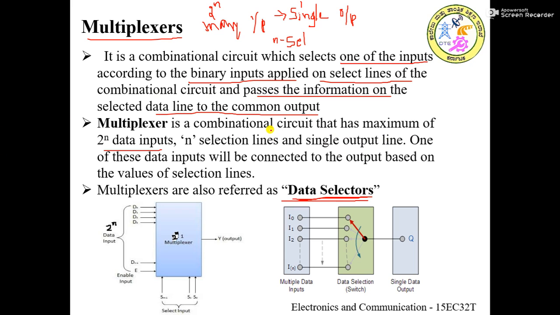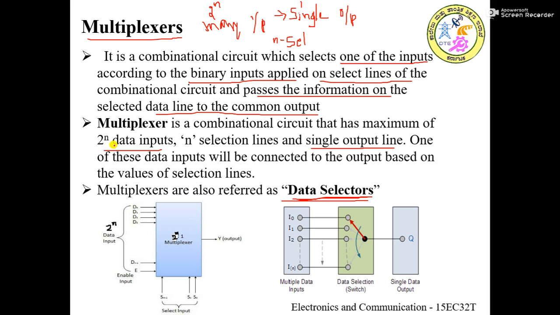In the second point we will mention how many inputs there are, how many outputs there will be, and how many select lines there will be. So that number will be given here. You can see it is a combinational logic circuit which has maximum 2 to the power of n data inputs, n select lines and a single output line. This is very important. The inputs may be 2 to the power of n, where n can be 1, 2, 3, whatever.